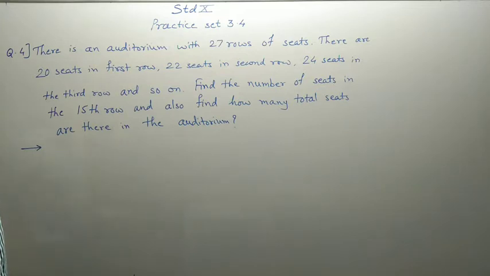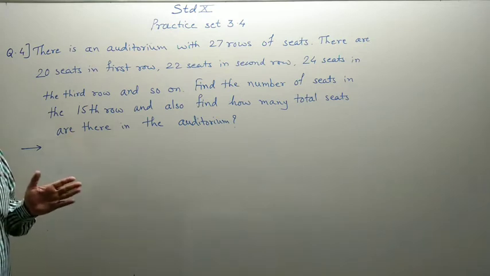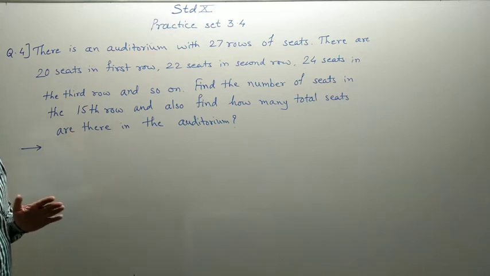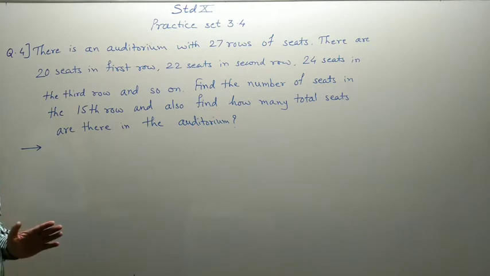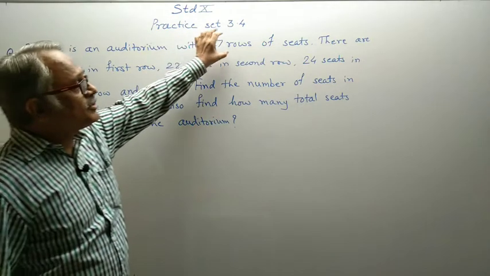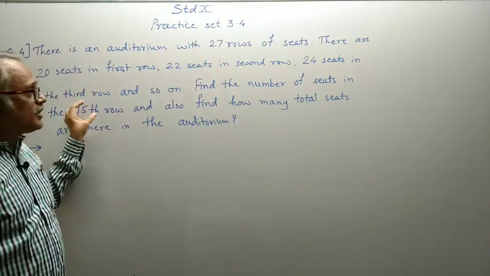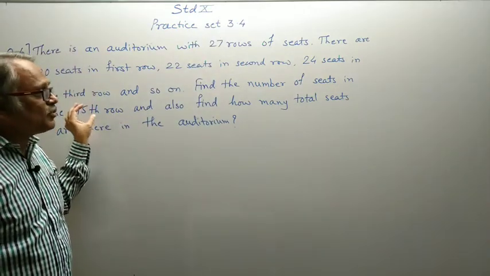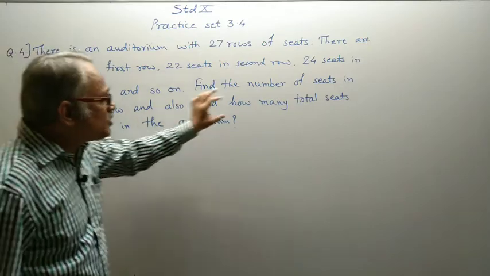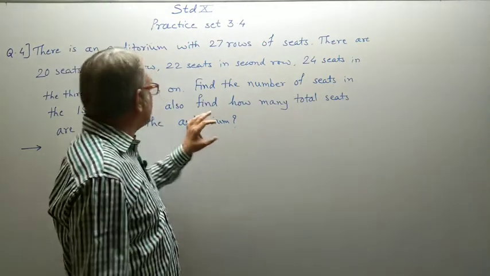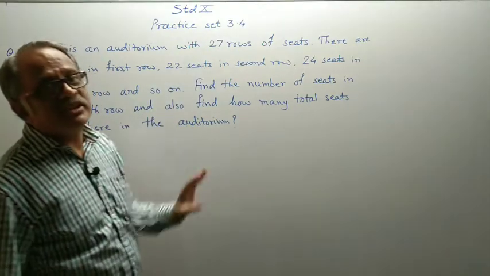There are 27 rows of seats in an auditorium. 27 rows of seats means total there are 27 rows. These 27 we have not to use anywhere. Then why it is given? Because it is asked how many seats are there in the 15th row and how many total seats are there in the auditorium. That time we have to use N as 27.